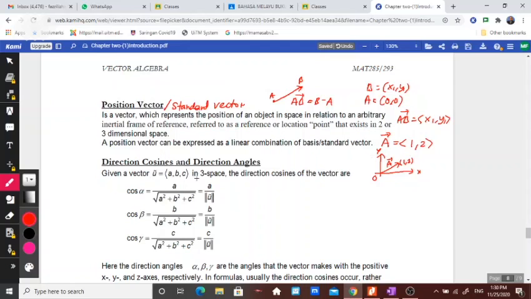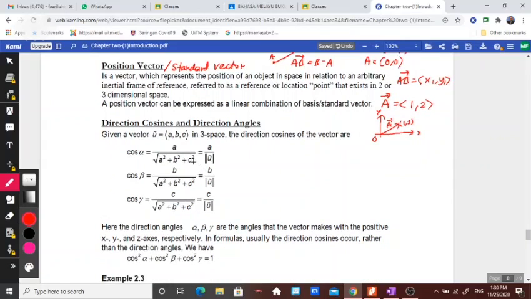Next, to share with you one of the topics, direction cosines and direction angles. Normally for direction cosines and angles, the question asks for a vector in 3 dimensional space. Let's say we have a vector u with components a, b, c.